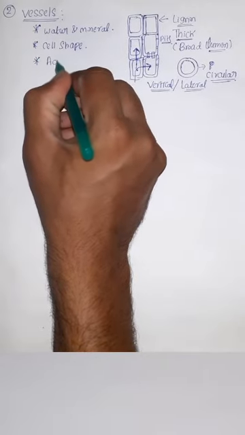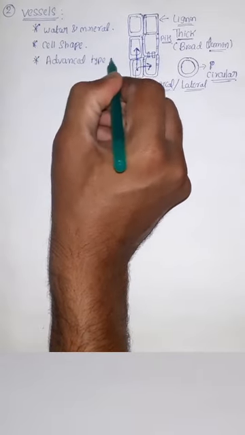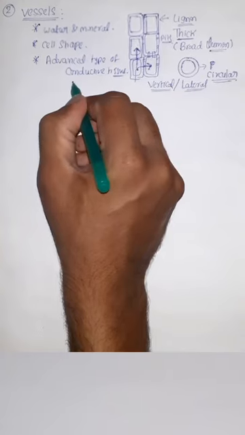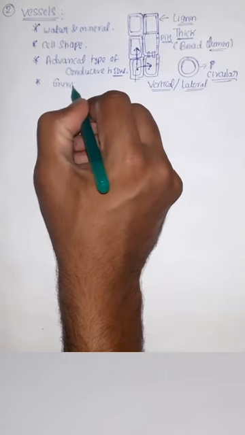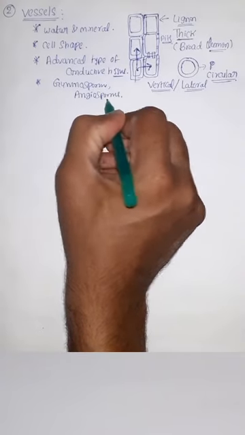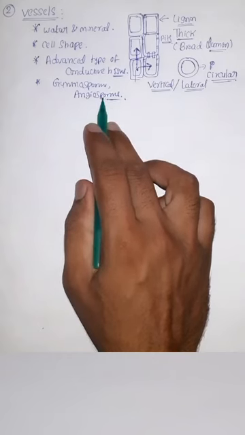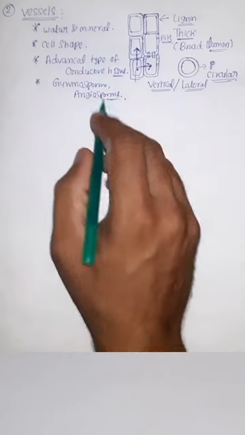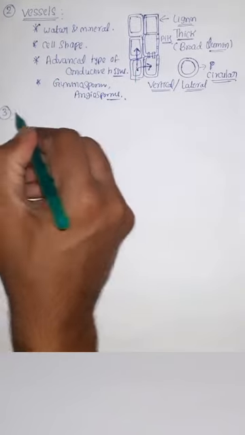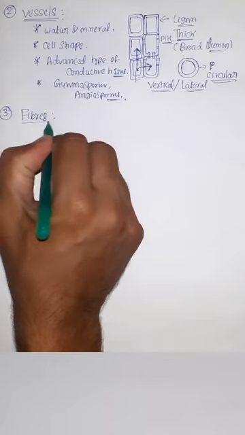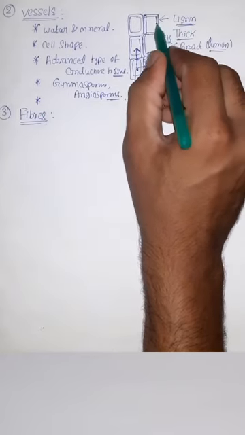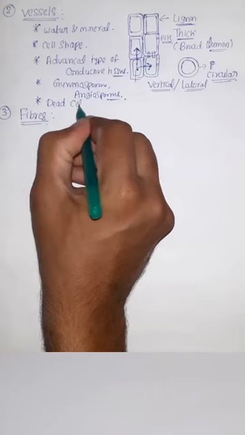That's why it is an advanced type of conductive tissue, found in advanced groups like gymnosperms and angiosperms. Okay, this is all about vessels. Third one is fibers. And one more thing, due to the lignin deposition, vessels are also dead cells.